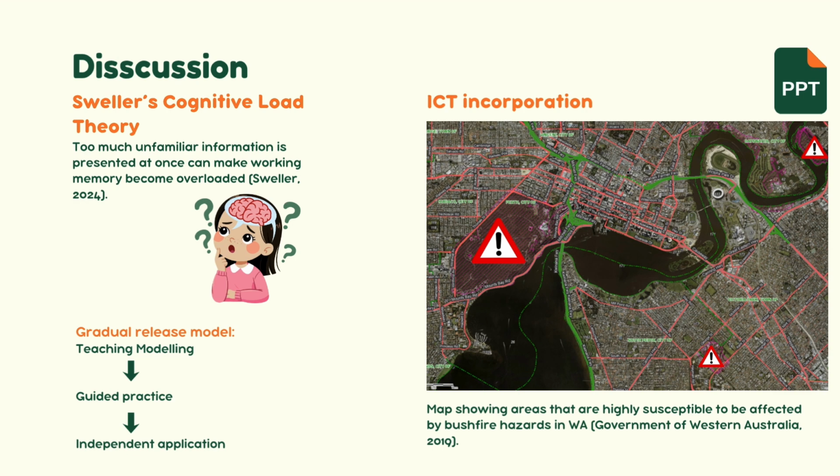ICT was also used ethically through PowerPoint visuals, maps, and curated bushfire media resources. I selected age-appropriate materials and avoided sensational or distressing footage as well. As you can see here, I also selected a map from the Government of Western Australia, showing areas that are highly susceptible to being affected by bushfire hazard in Western Australia.